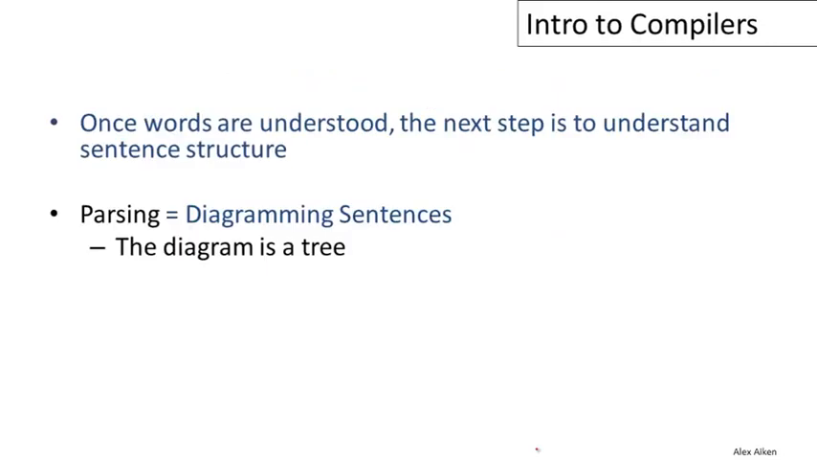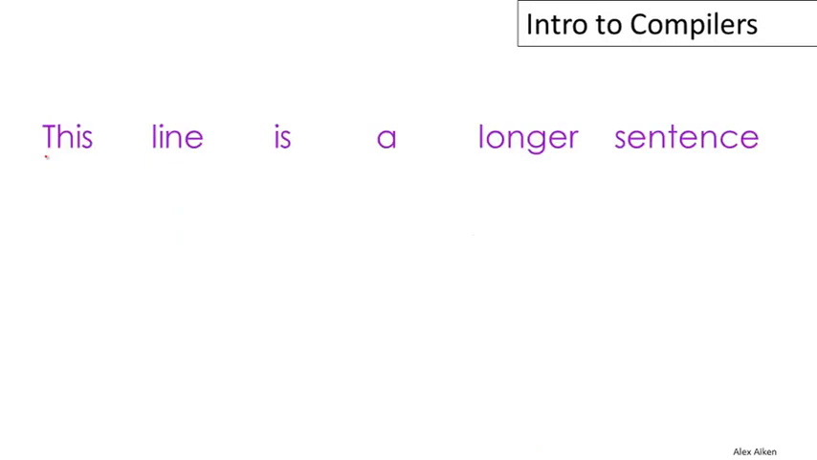So for humans, once the words are understood, the next step is to understand the structure of the sentence. And this is called parsing. As we all learned in elementary school, this means diagramming sentences, and these diagrams are trees. And it's a very simple procedure. Let's look at this example. This line is a longer sentence.